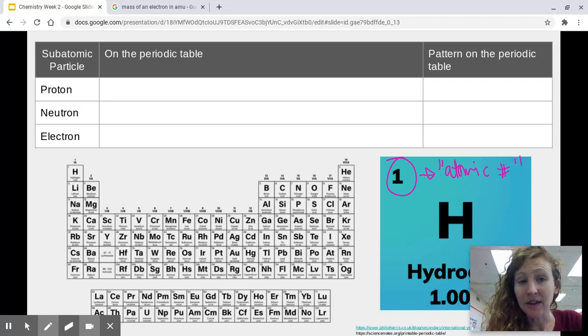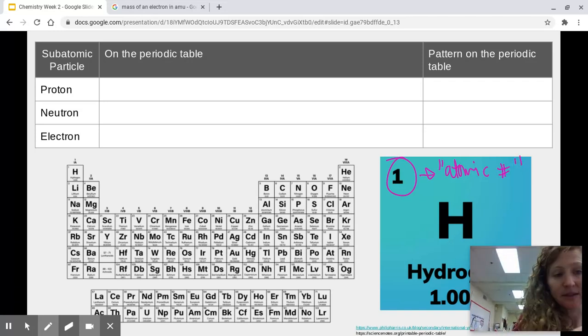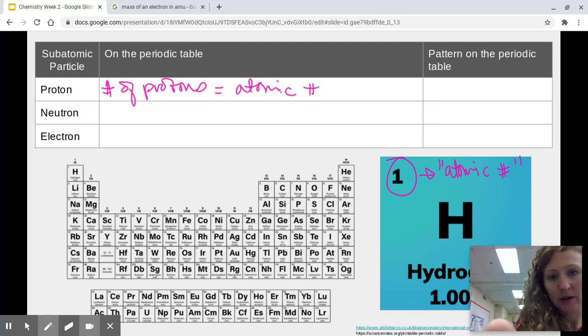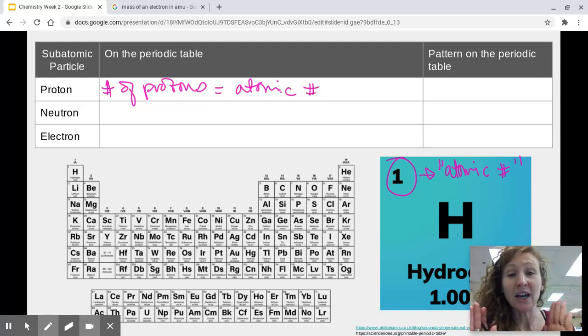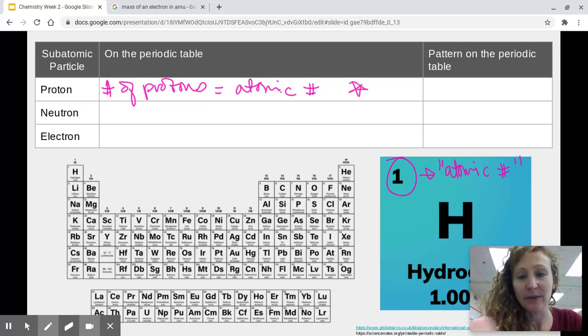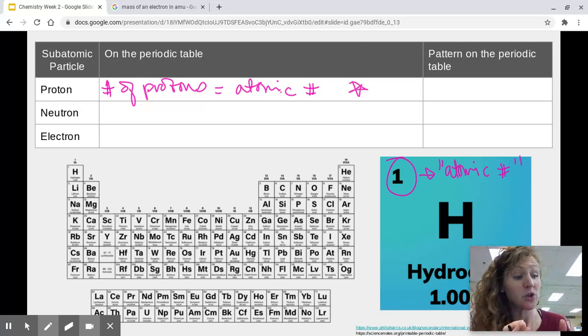And the atomic number is the number of protons. So the number of protons equals whatever the atomic number is. Always and forever, no takebacks, no exceptions. The atomic number is the number of protons. And again, this is what determines the element that you have. So as long as you can look at a periodic table and you can identify the whole number, that's going to be the number of protons.